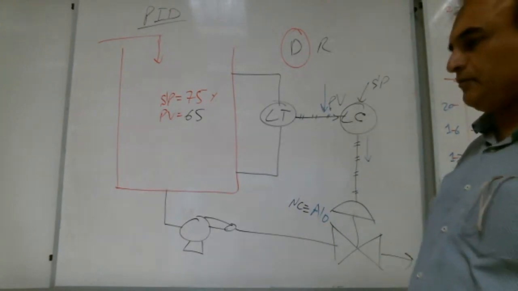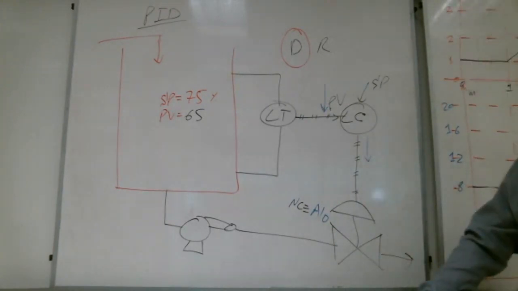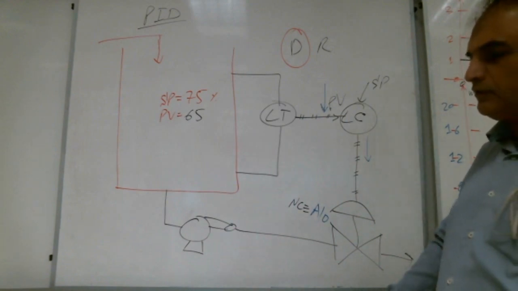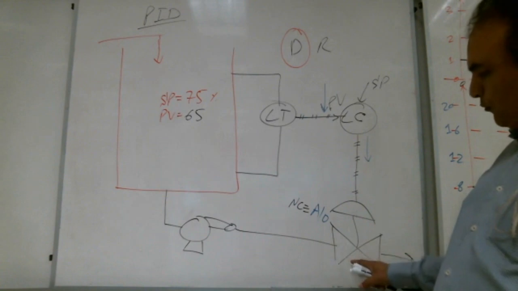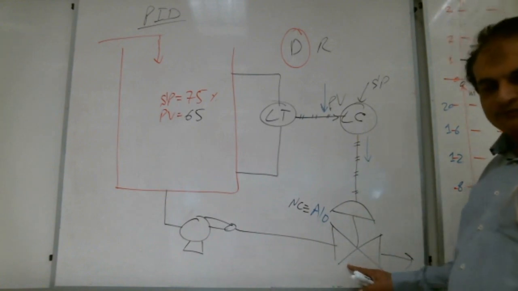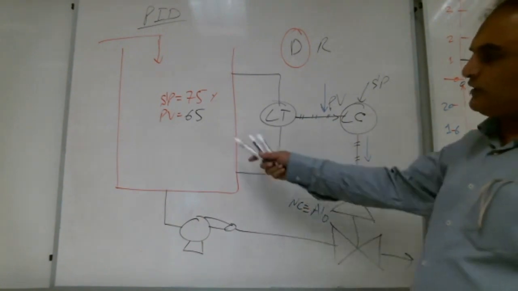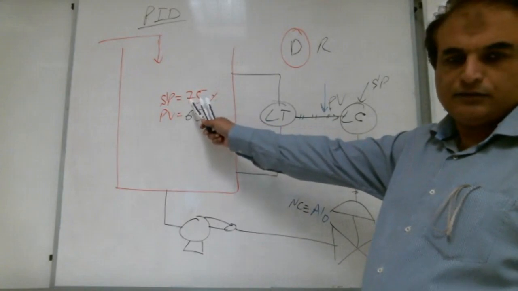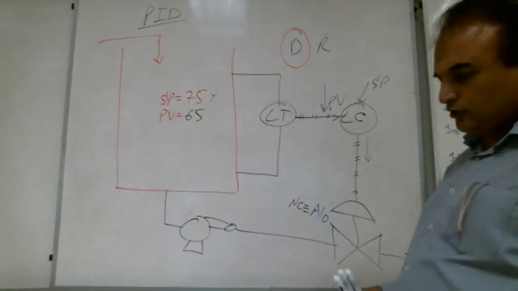Any question up to here? Teacher, how can I know whether the signal goes up or down? From the valve. You want to open the valve or you want to close the valve? Normally closed, teacher. You want to close it, so that 65 will rise to 75, right? Yes. You want to close the valve.